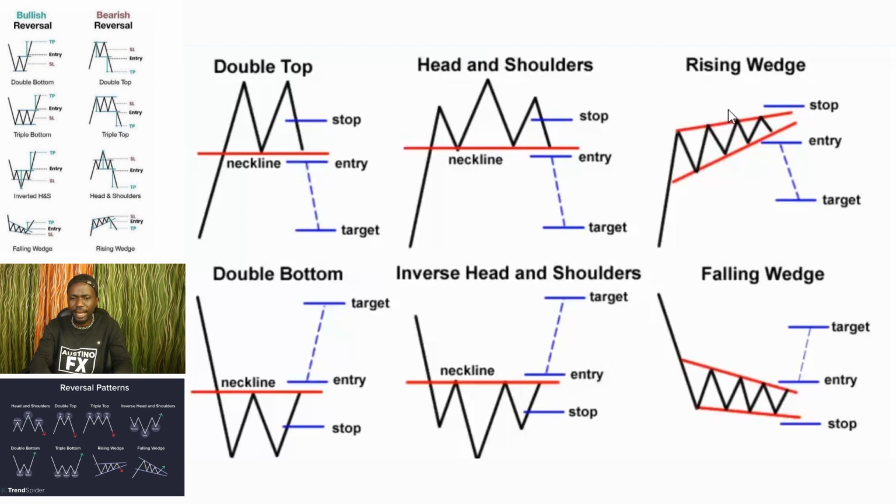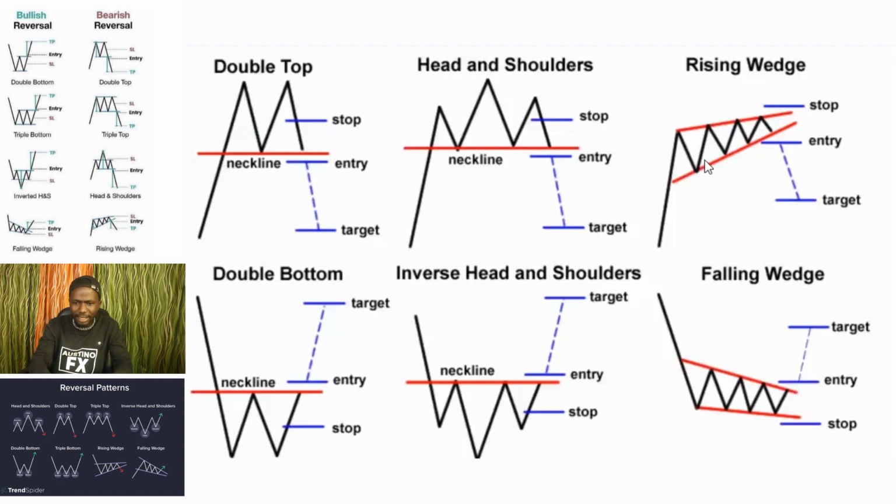The next one we have here is the rising wedge. So the rising wedge here has to do with a connection of two trend lines, right? You connect two trend lines at the top and at the low, right? Because normally the price in an uptrend makes higher high and higher low, higher high and higher low.